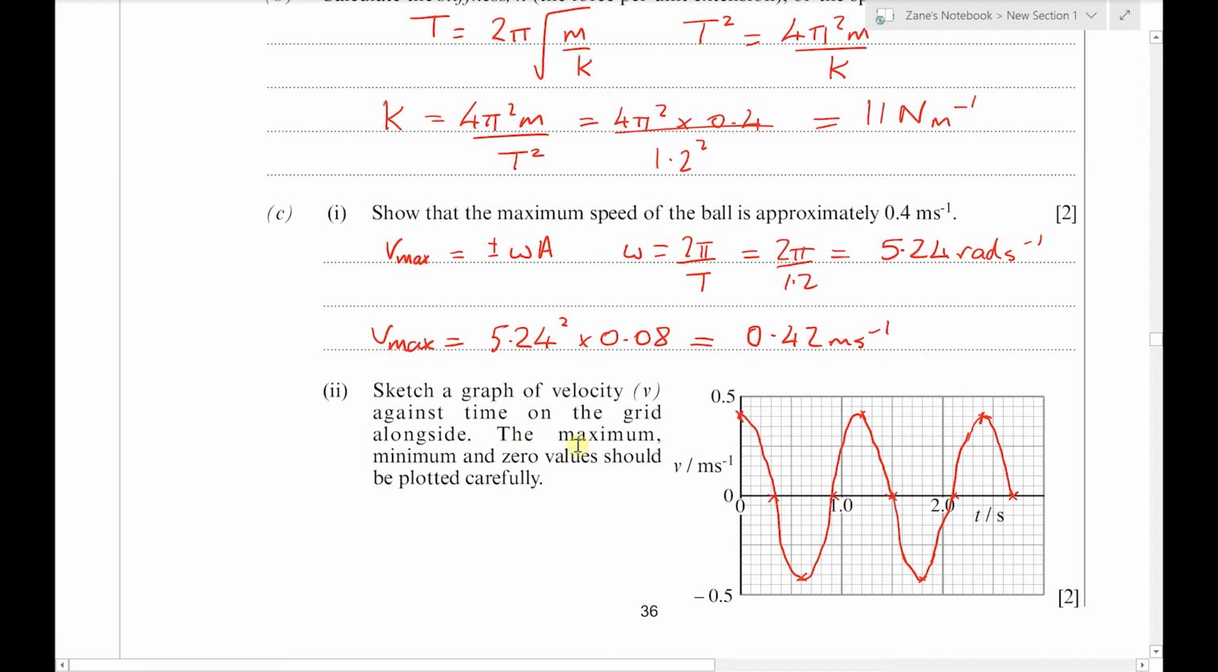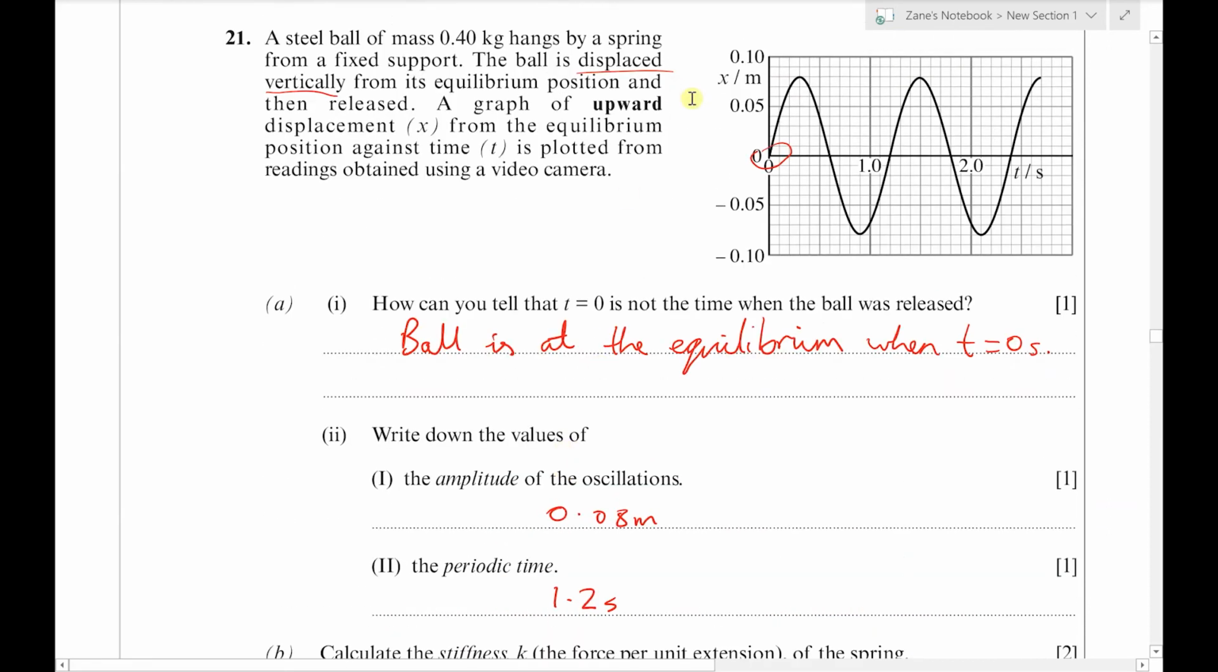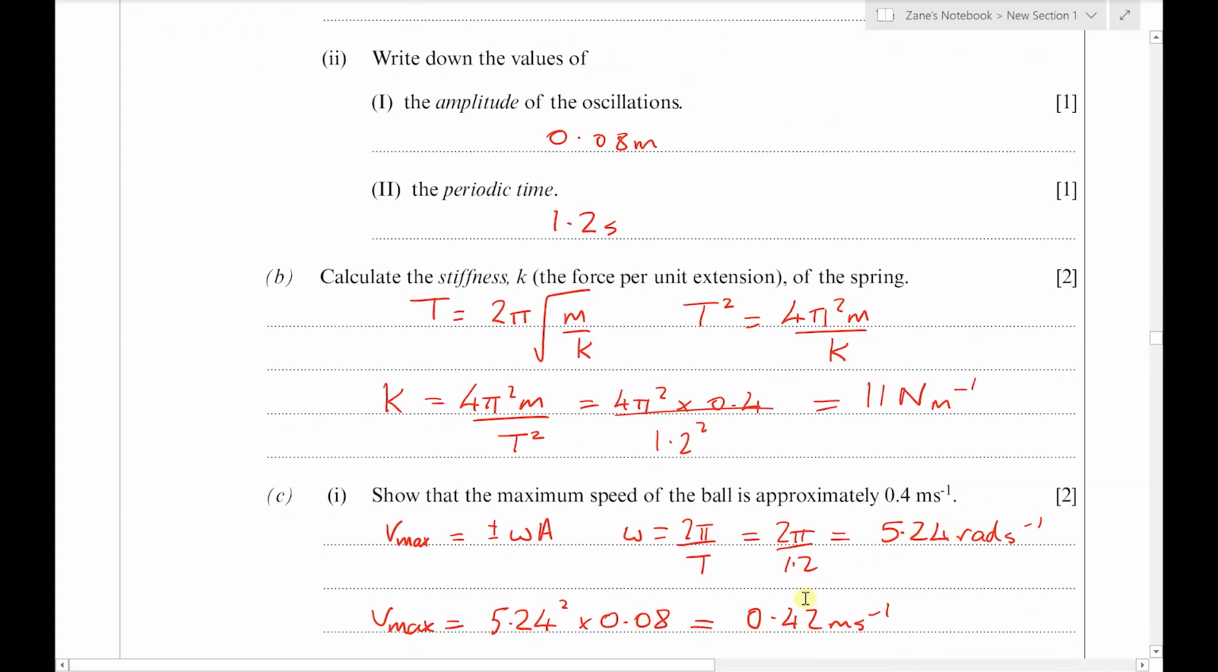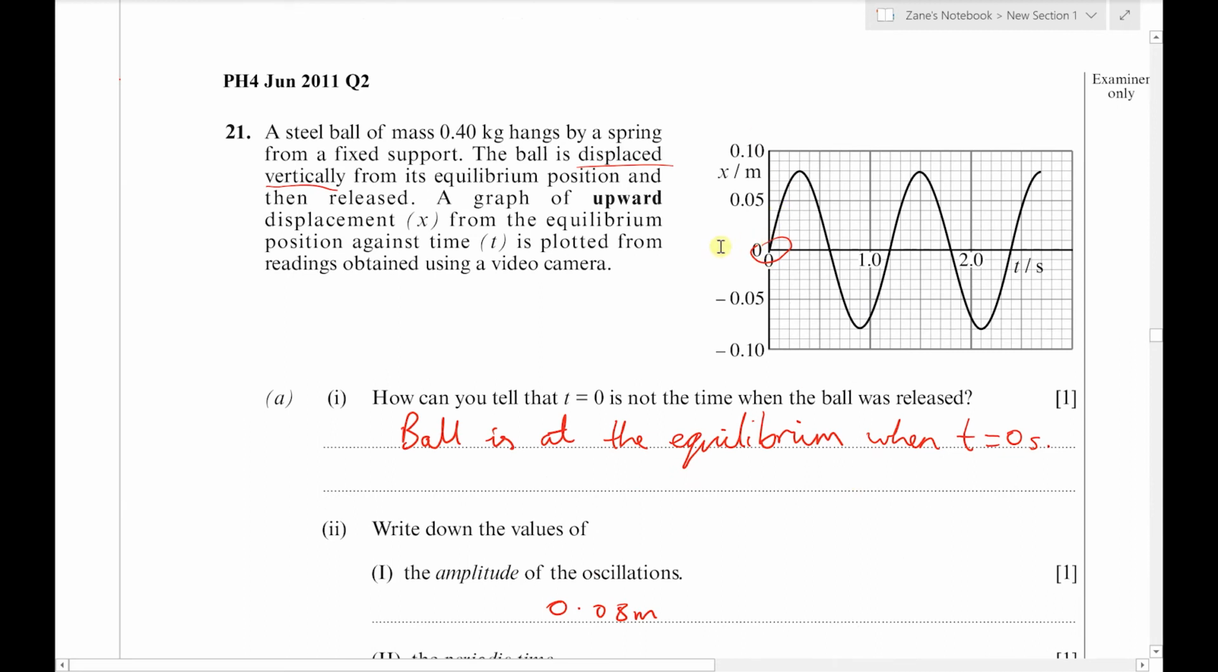Next, we have to sketch a graph of velocity against time on the grid alongside, and we've got to plot the maximum and zero values carefully. Well, velocity will follow a similar oscillation to the displacement, in other words, it will have the same period. We've just worked out that the maximum velocity is near enough 0.4 meters per second. Now, if we look at the graph of displacement against time, we can see that this object at t equals 0 is moving upwards with a maximum gradient, and the gradient of a displacement time graph is actually velocity, so at t equals 0 we've got a maximum velocity.